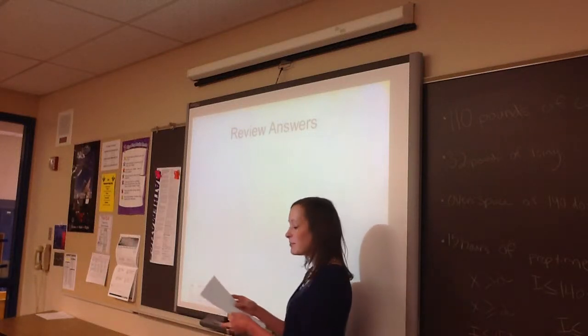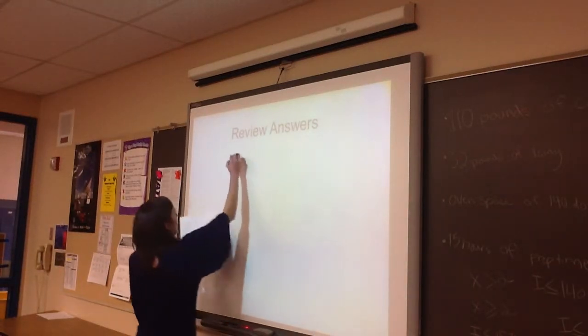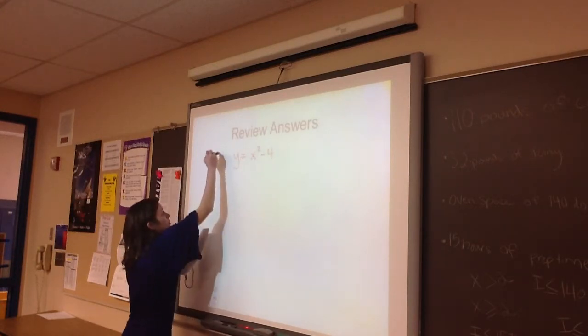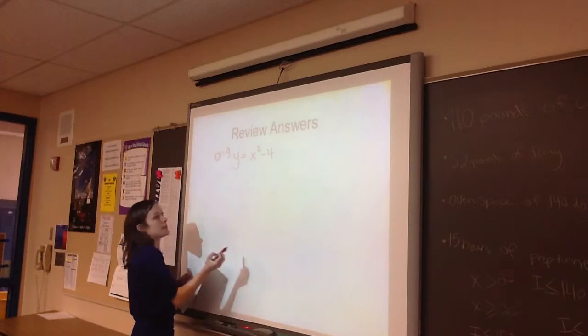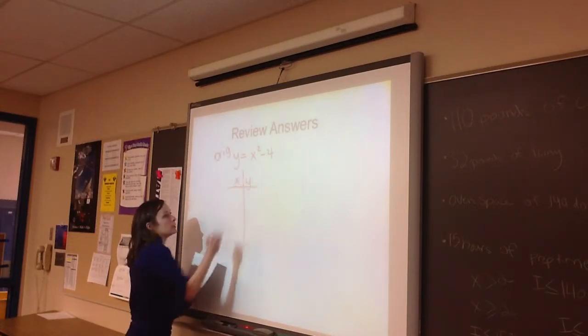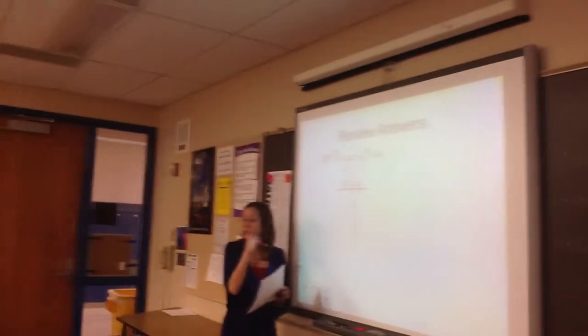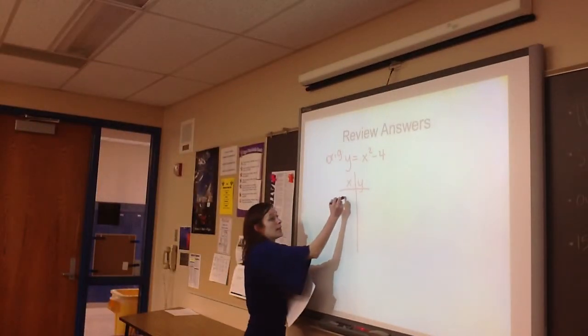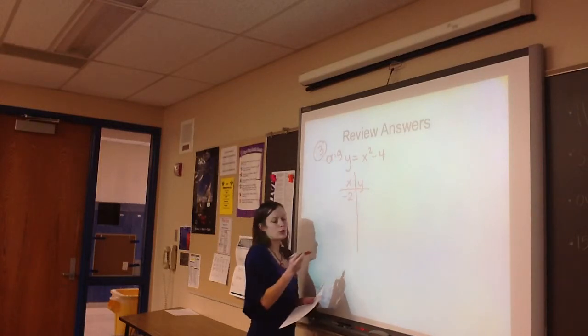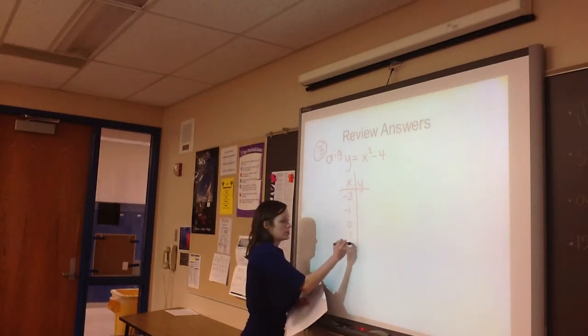Okay, so number 3, we have y equals x squared minus 4. This is our original equation. So let's make an in-out table for that. Original in-out table. So we got -2. This is number 3. -2, -1, 0, 1, 2.